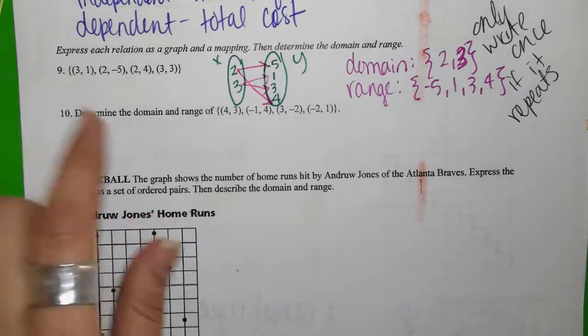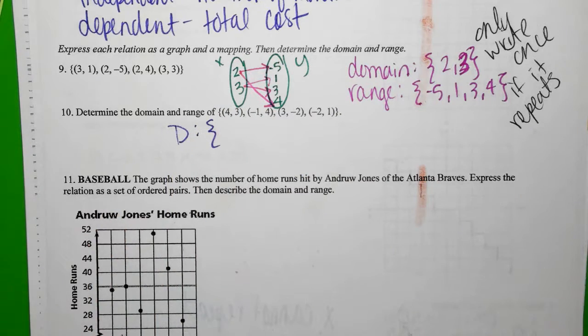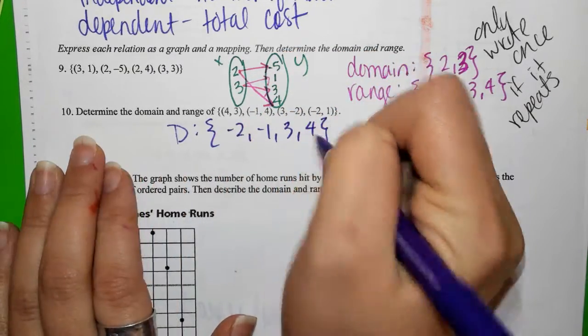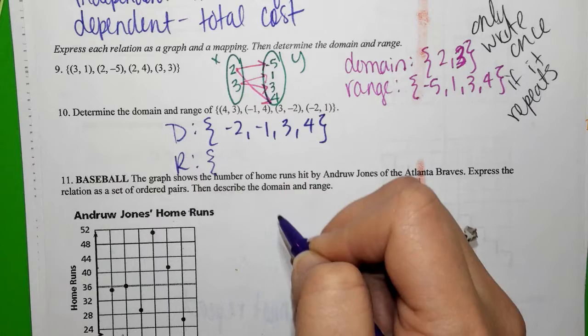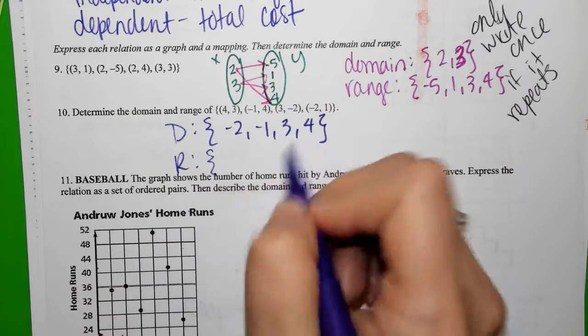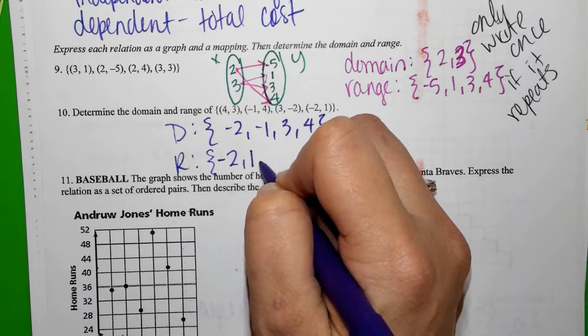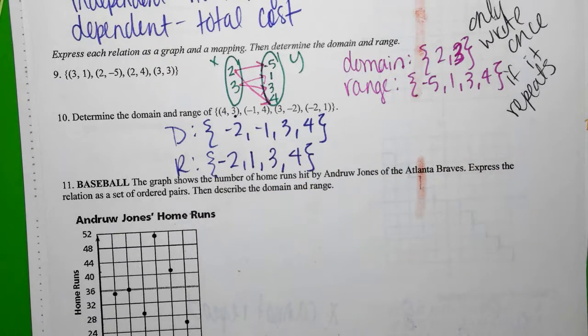Alright, number 10. It says determine the domain and range. So what's your domain of this guy? The domains are in numerical order from least to greatest. 3 and 4. Awesome. What's the range? Numerical order. What's the smallest? -2. And then? Positive 1, and then positive 3. 3, then 4, then 2, then 18. Least to greatest, son. That's all you had to do.